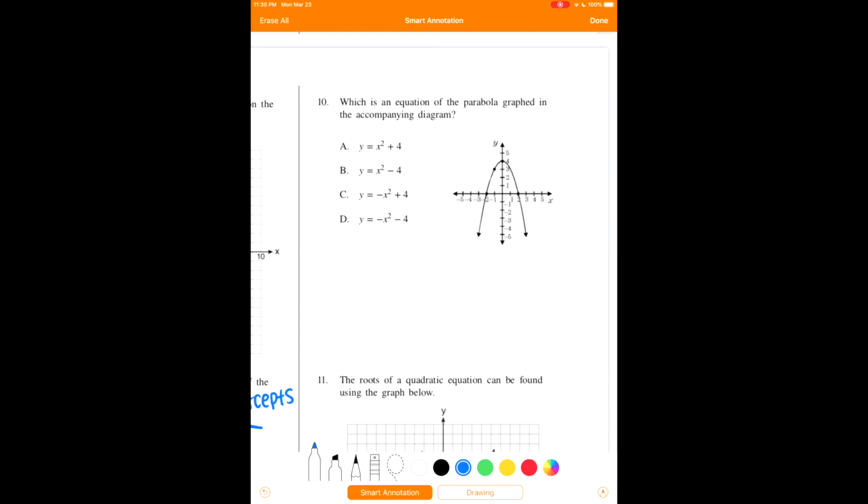What is the equation of the parabola graphed on the accompanying diagram? Again, I'm opening down, so that's a sad face. So I know I need a negative number in front of the x squared. So I can get rid of a and b because they don't have that negative. And then I shifted up 4 units. So that means I need to have that plus 4 at the end. So my answer is going to be choice C, because this one means I'm moving down 4. And in my picture, I'm going up 4.